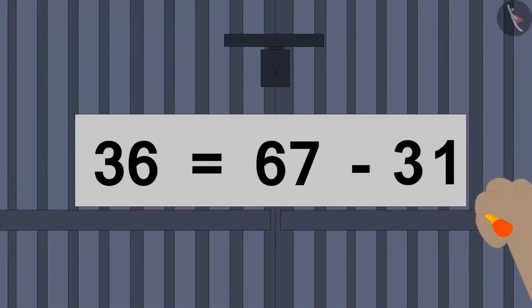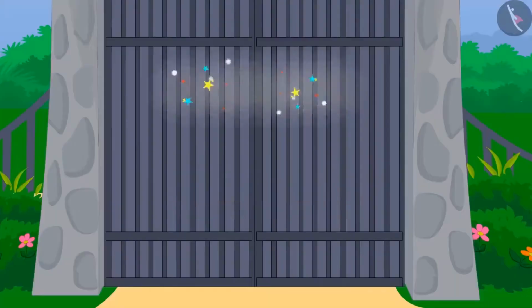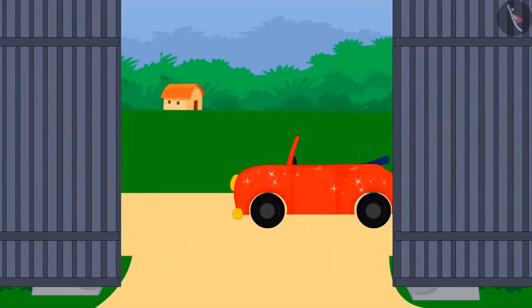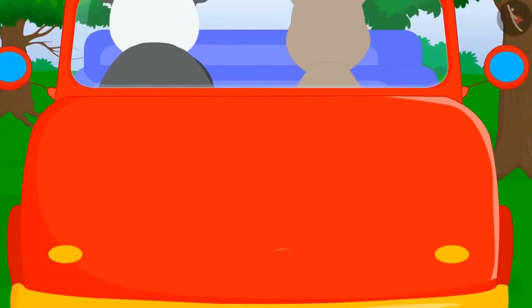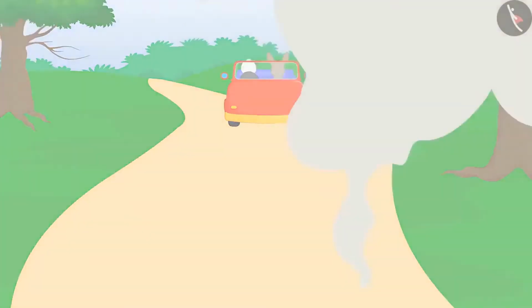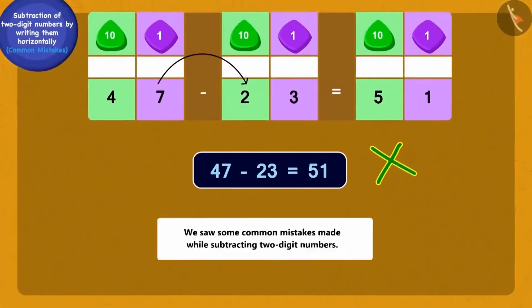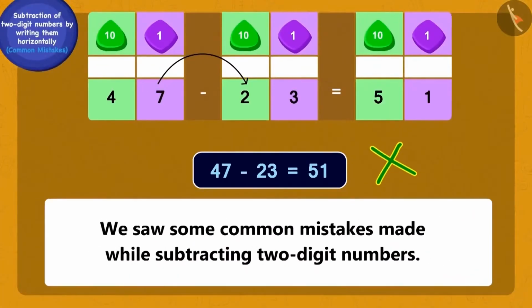Bhola wrote the number 31 in the blank space. As soon as the gate opened, there appeared a shining car in front of Golu and Bhola. They sat in the car and returned home happily. Children, in this lesson, we saw some common mistakes that were made while subtracting two-digit numbers.